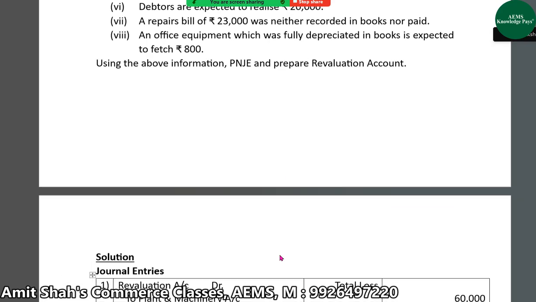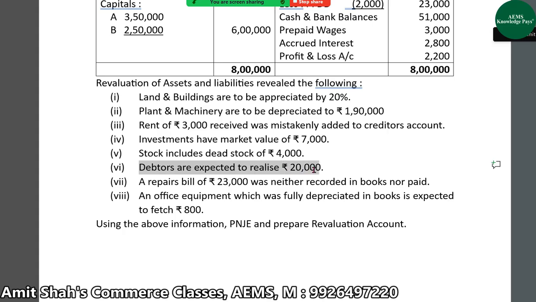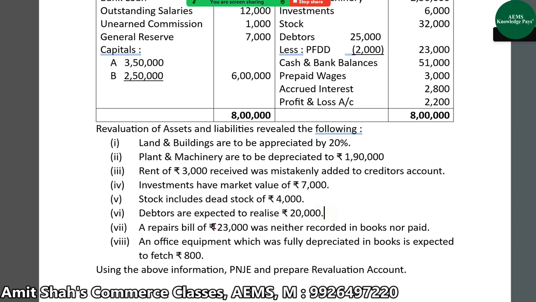So why are we taking a provision for this account? See, because it says that debtors are expected to realize. It is not certain. If the question says that debtors include bad debts of rupees 3,000, then we would have decreased the debtors. So here there is no mention of bad debts, the actual loss. They are talking about only anticipated loss. And whenever we have anticipated loss, we use provision for doubtful debts account.